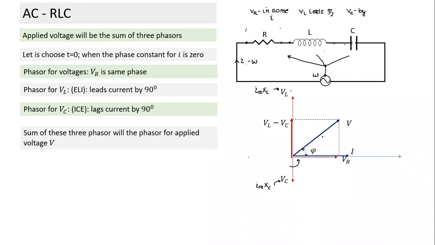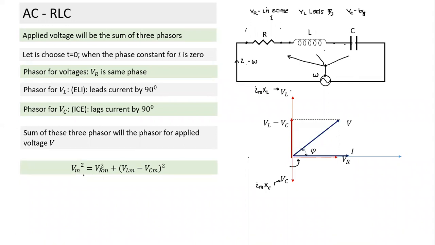Now, this is a triangle. The rest of the derivation simply makes use of this right angle triangle. Let's see what right angle triangle we get here. The square of the hypotenuse is the sum of the squares of the other two sides. That's what we have written here.